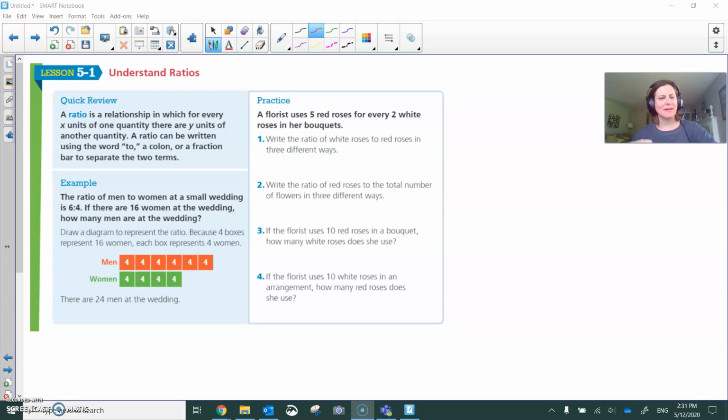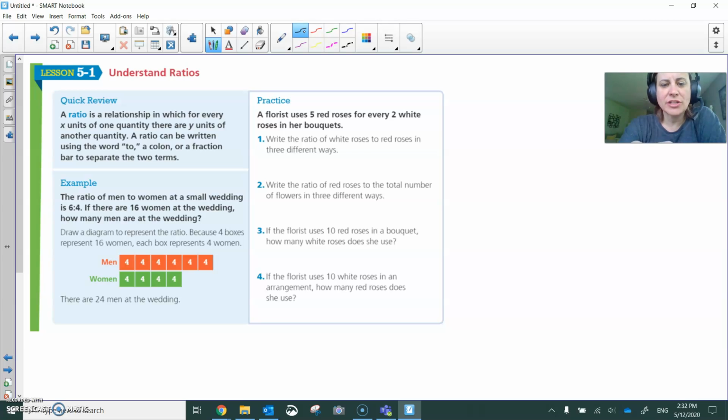Math 6, Topic 5 Review, Lesson 1. I am going to try to do this practice problem the same way they showed you the example. So they want you to start off by writing the ratio of 5 red roses for every 2 white roses.